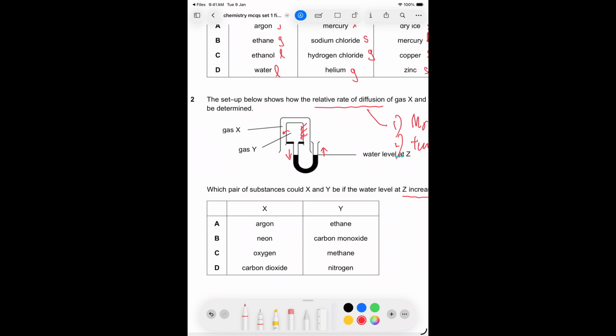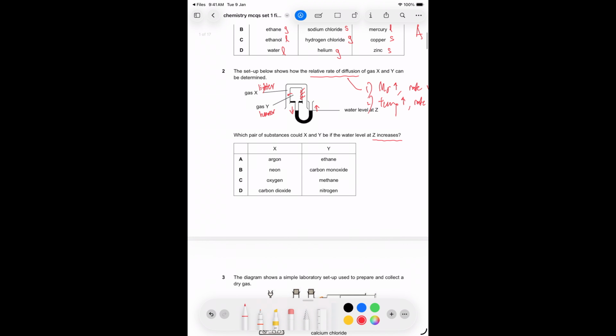So in other words, X must be lighter, and Y should be heavier. So coming back, you are looking for X that must have a smaller Mr, and then Y must have a bigger Mr. So for this question, you have to calculate the Mr for all the options. Let's start with ethane, it will be C2H6, then CO2, CH4, N2, CO2, O2, Ne, and argon is just Ar.